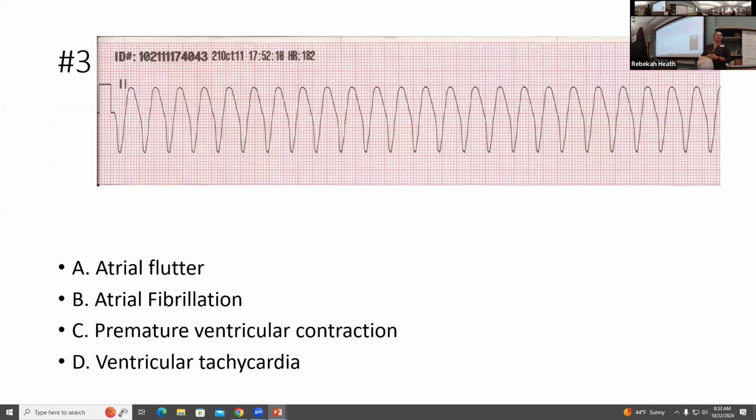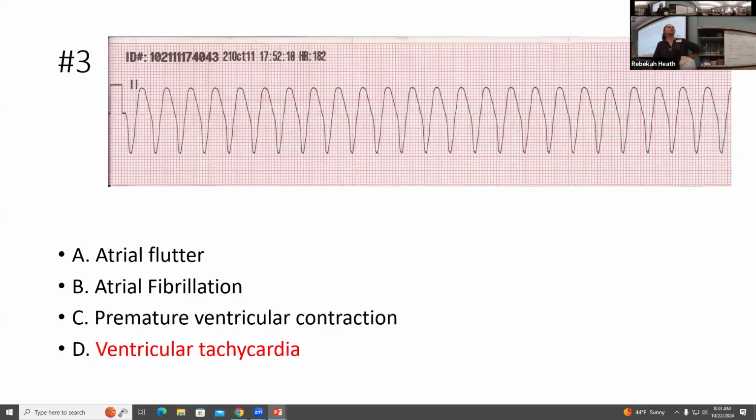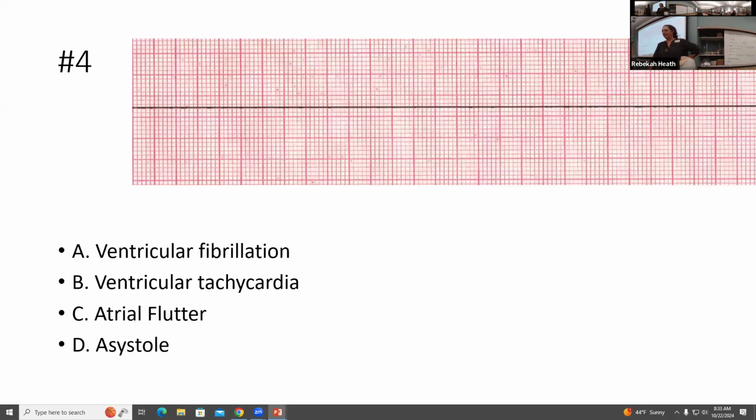All right. What about this rhythm? What do we look at first? Is it regular? Yeah, it's regular. What's the rate? It's fast, right? It's going to be a tachyrhythm. QRS, are we nice and tidy or wide? So that kind of tells us what we're at, right? What are we at? Ventricular tachycardia. Good, guys. You're doing so good. I'm so proud of you.